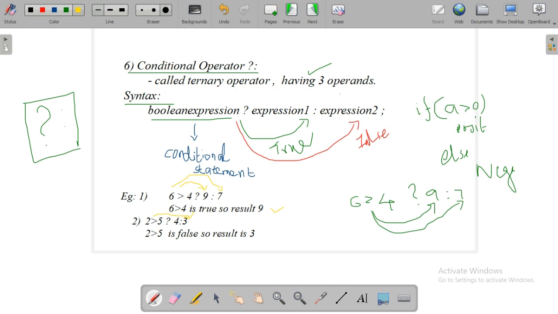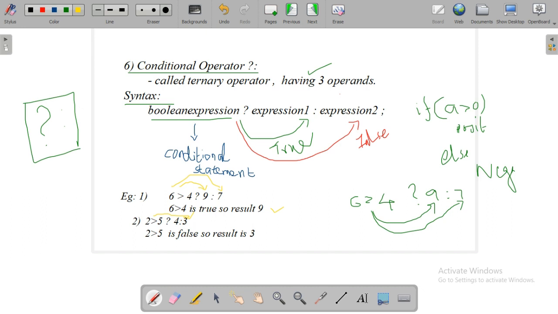In the second example, 2 greater than 5, question mark, 4 colon 3. 2 greater than 5? No, it is not. It is not true, it is false. That's why it will give the false value. 2 greater than 5 is false. So result is 3. So this is known as conditional operator.